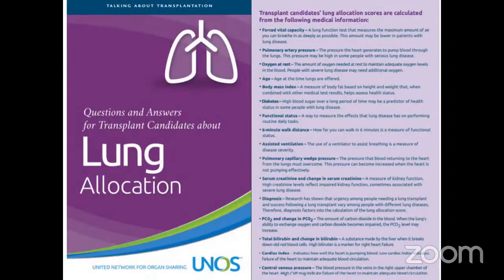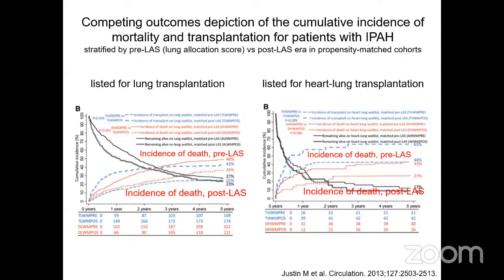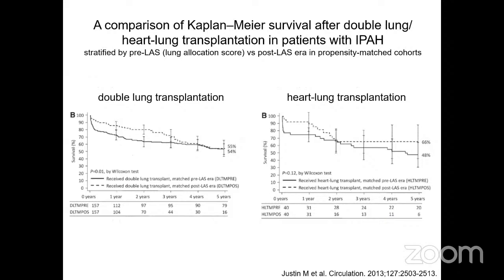In the United States, where the number of transplants is high, a system called the lung allocation score, which scores underlying disease, exercise capacity, laboratory findings, and so on, has been established. This system ensures that patients with greater need are prioritized for lung transplantation. In fact, the introduction of the lung allocation score markedly reduced waiting mortality in patients undergoing both lung and heart-lung transplantation for patients with IPAH. Although there was no significant difference in the prognosis after heart-lung transplantation, the prognosis after lung transplantation was significantly improved after the introduction of the lung allocation score.